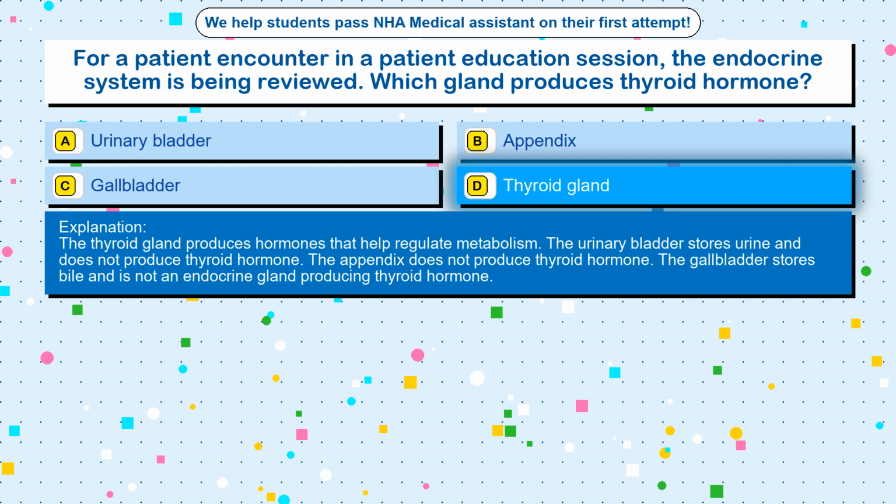The urinary bladder stores urine and does not produce thyroid hormone. The appendix does not produce thyroid hormone. The gallbladder stores bile and is not an endocrine gland producing thyroid hormone.